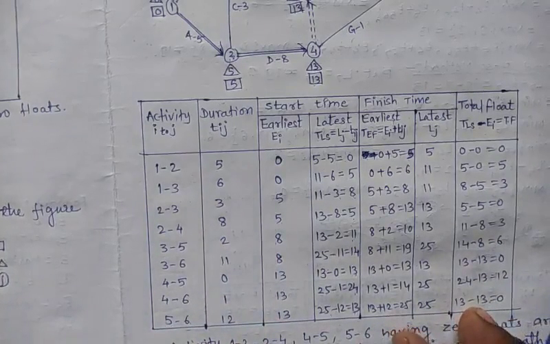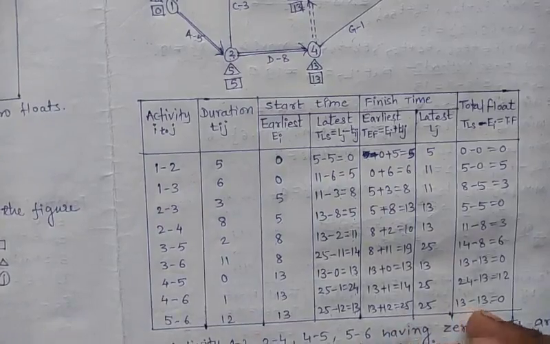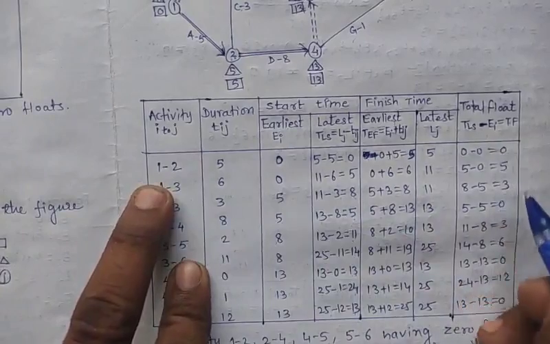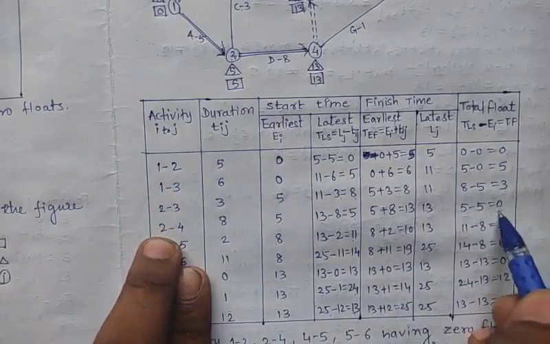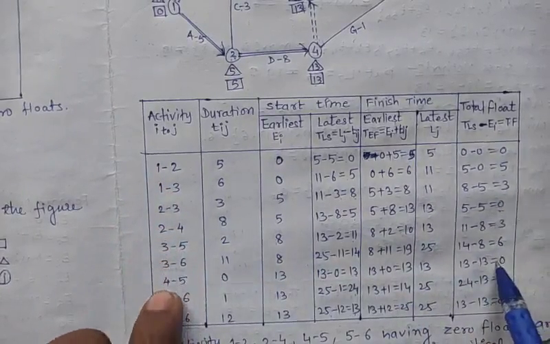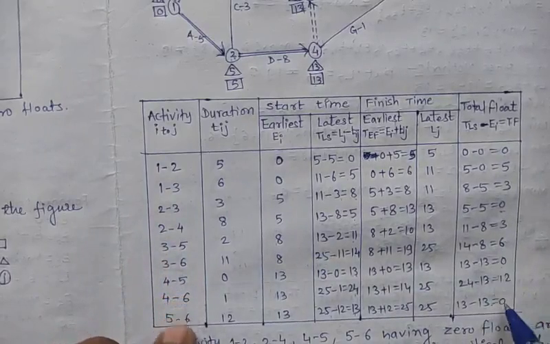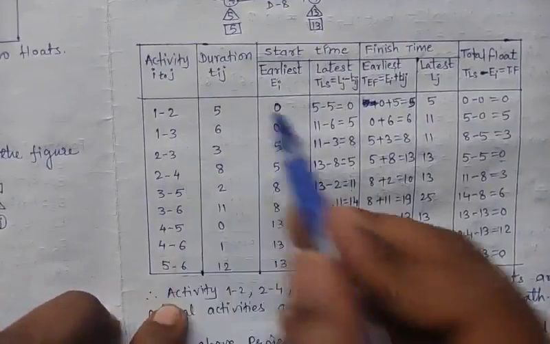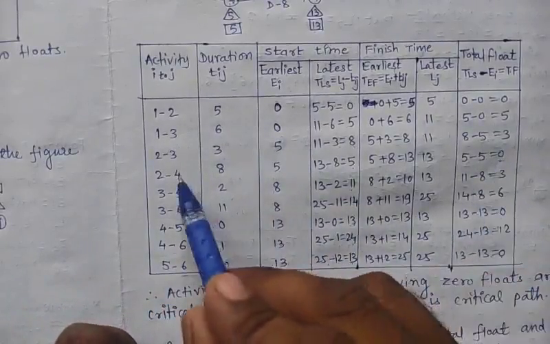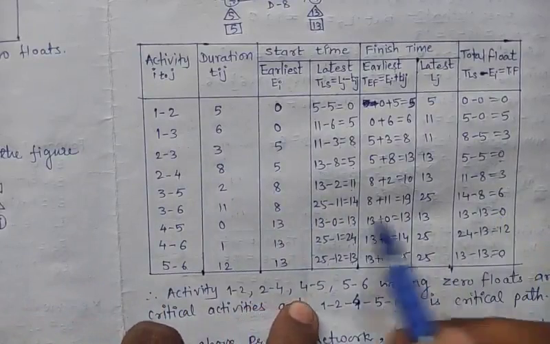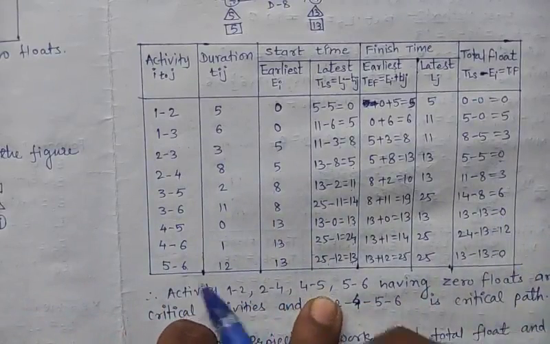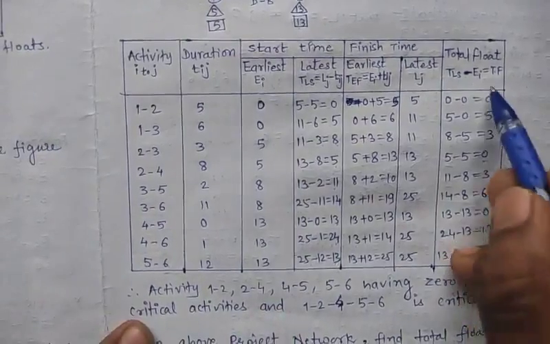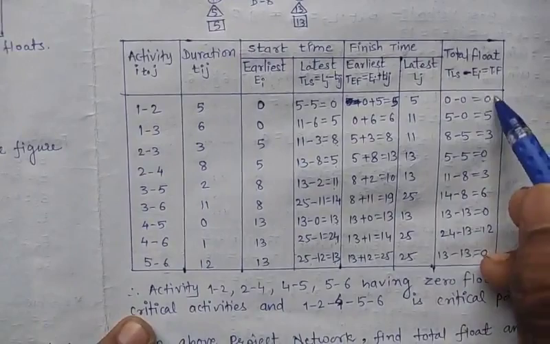Now how many activities have total float 0? So here 1 2 has total float 0, next 2 4 has total float 0, next 4 5 has total float 0, and last 5 6 has total float 0. So here activities 1 2, 2 4, 4 5, 5 6 having 0 float are the critical activities. Meaning, search for the values having 0 float.